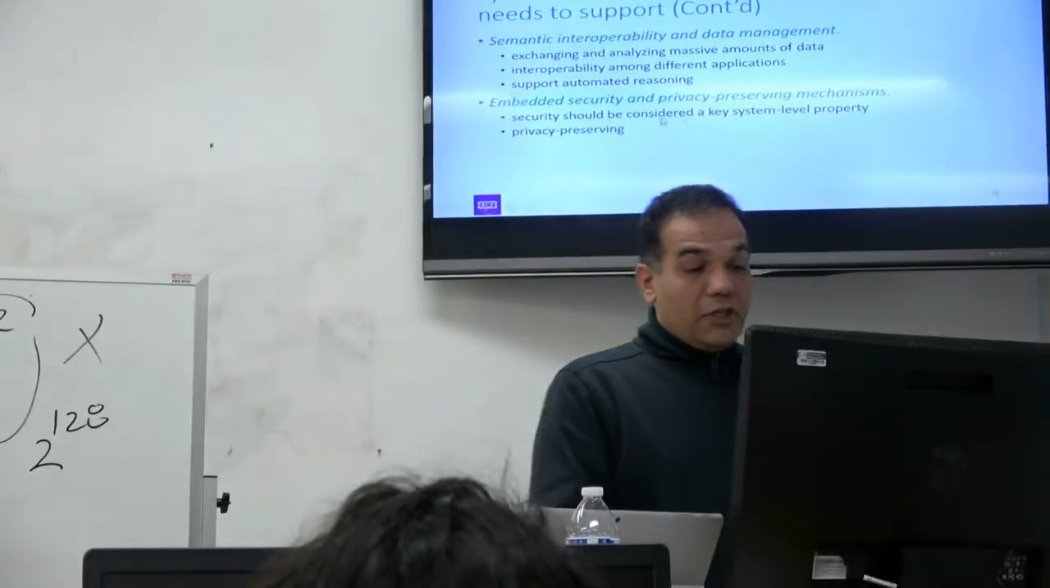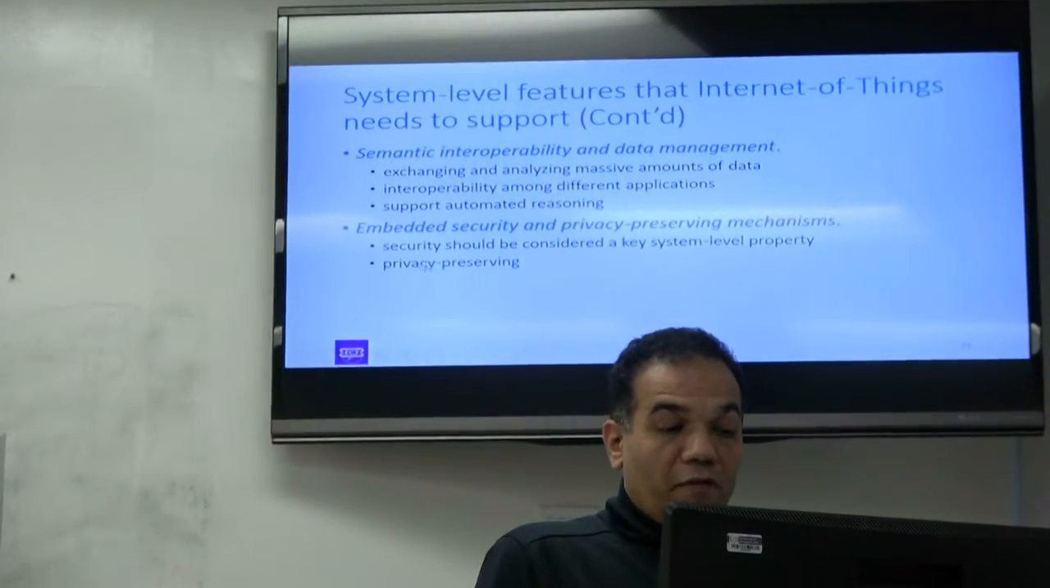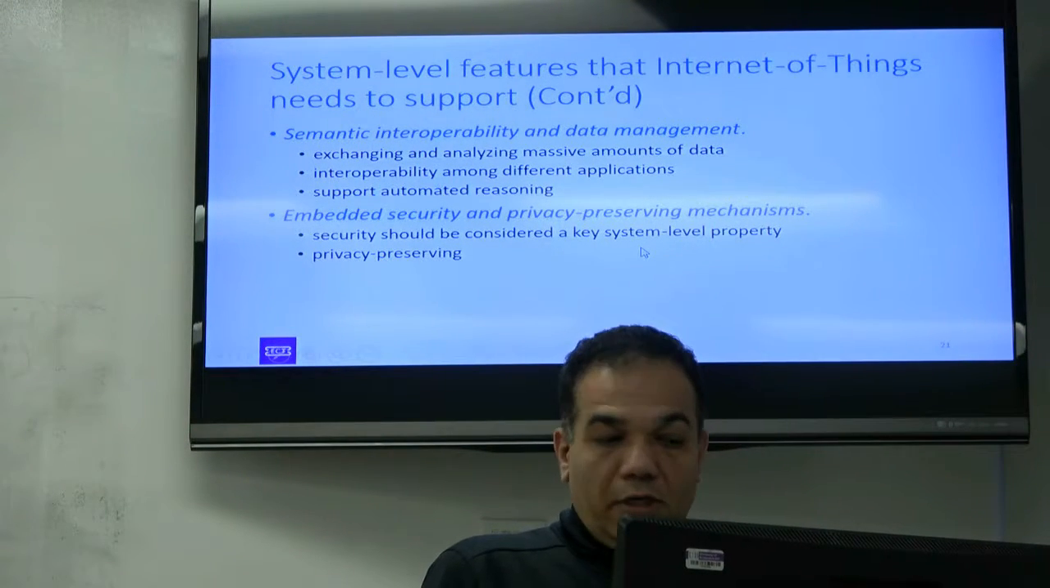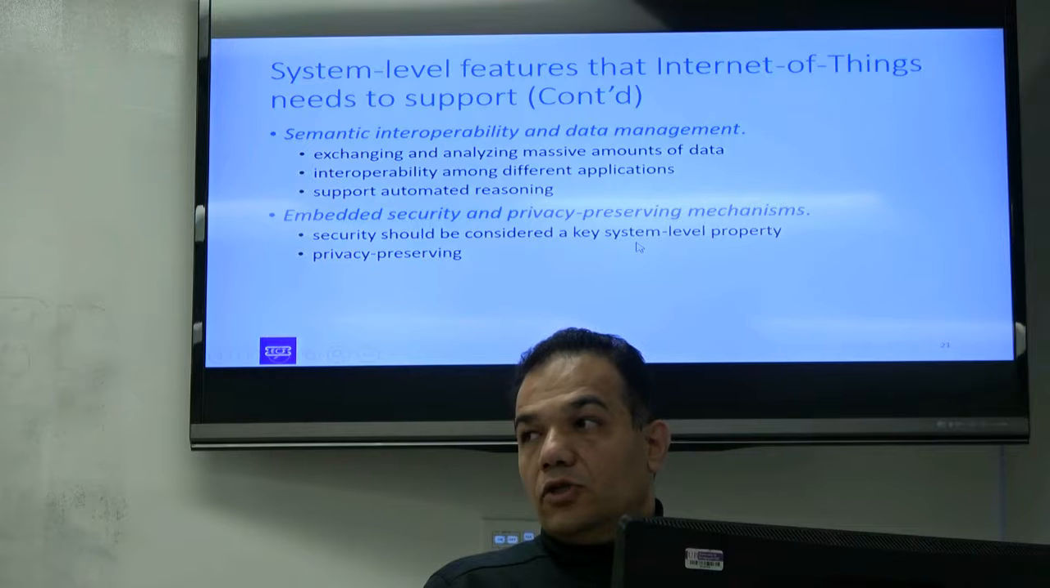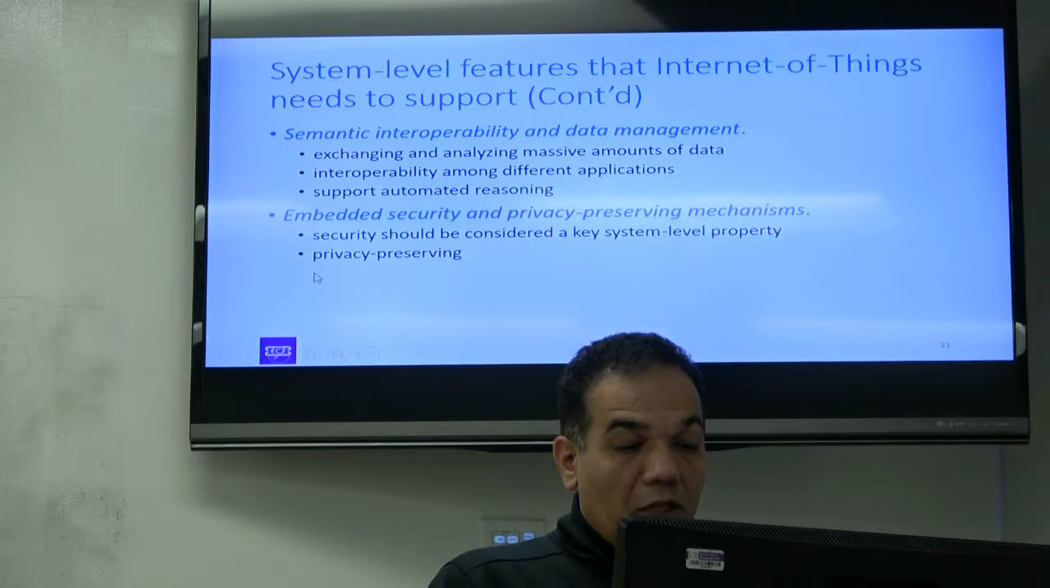After that, embedded security and privacy-preserving mechanisms. We spoke a lot about privacy and security, which should be considered a key system-level property. No IoT solution will fly without a good security system. Okay, and privacy.